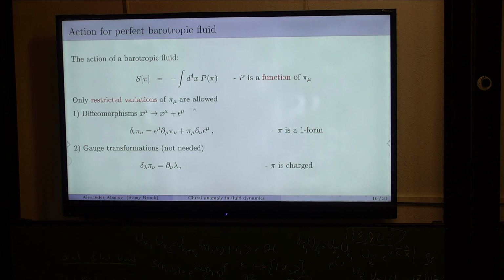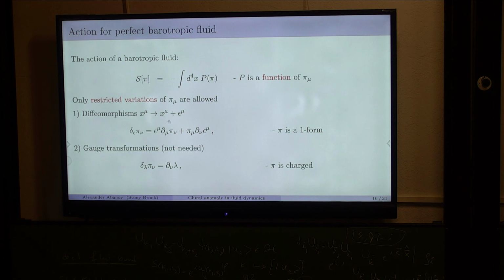The main part is what we do with this action. We allow variations of the field pi which are the following. We can use diffeomorphisms, where pi is transformed like this. So I'm allowed to vary this action with respect to these variations, where epsilon is some arbitrary infinitesimal vector field. You can recognize that this is the standard Lie derivative of a one-form.